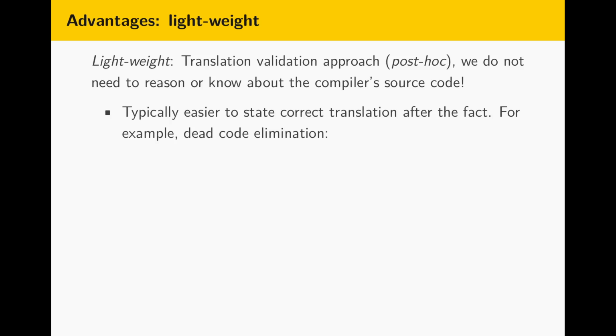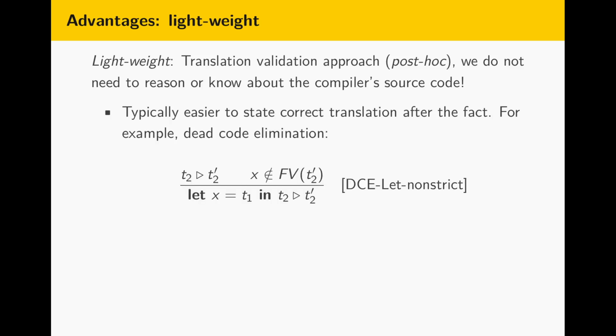For example, in the case of dead code elimination, the crucial rule in the translation relation looks like this, where we state that a let expression, the binding can be eliminated if the bound variable does not occur in the free variables of the body of the let.